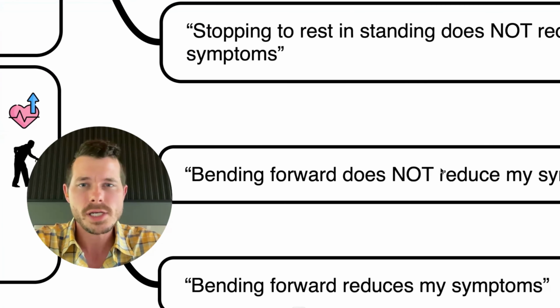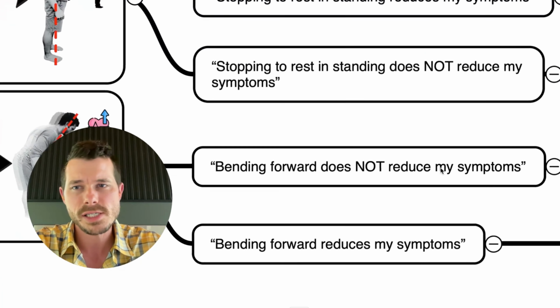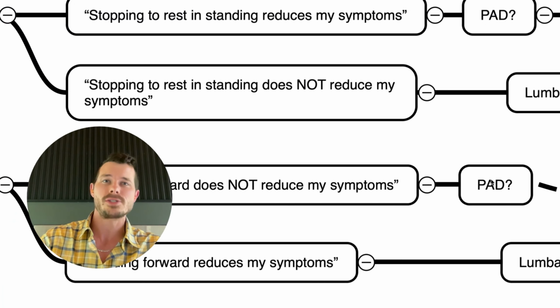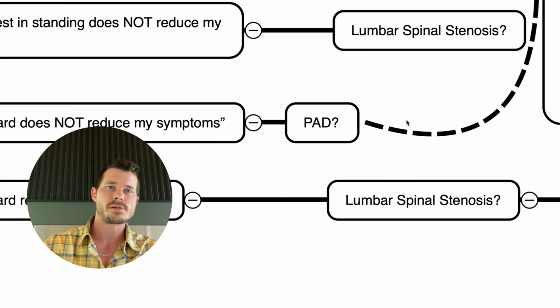you bend forward. And you say, you know what, bending forward does not reduce my symptoms. Peripheral arterial disease, I wouldn't expect it to, because we're talking about the arteries, not a problem in the spine. But if bending forward reduces your symptoms, despite the same type of load or effort on the heart, then we start to say, could this be lumbar spinal stenosis?